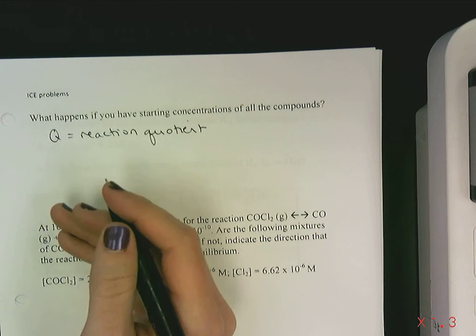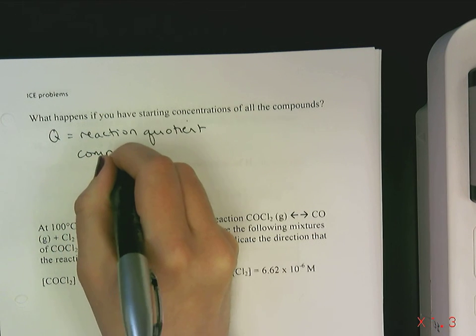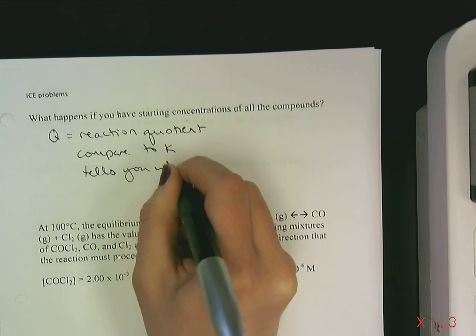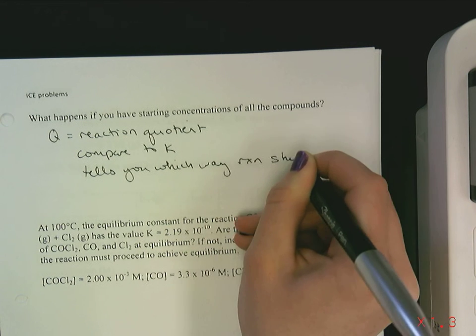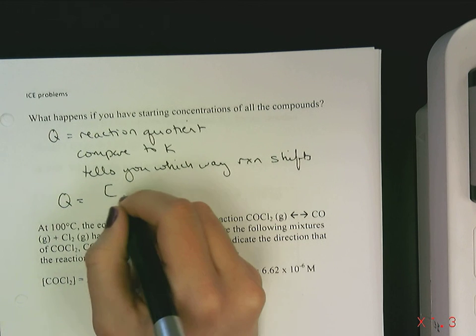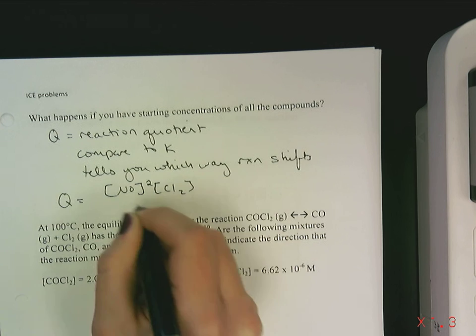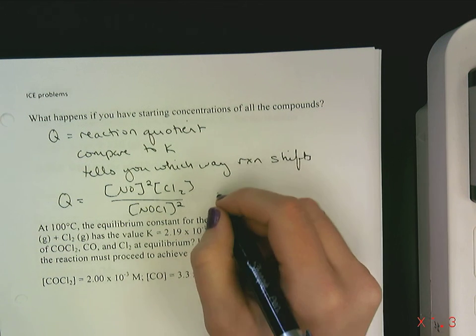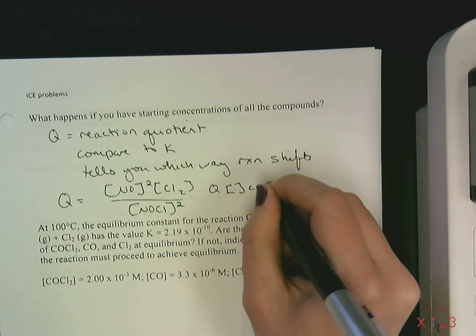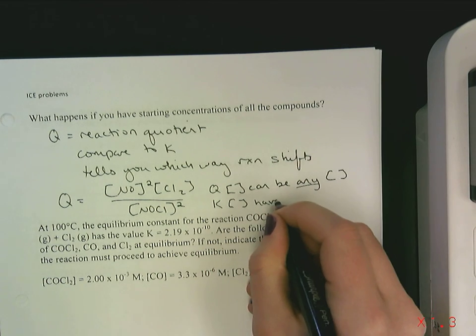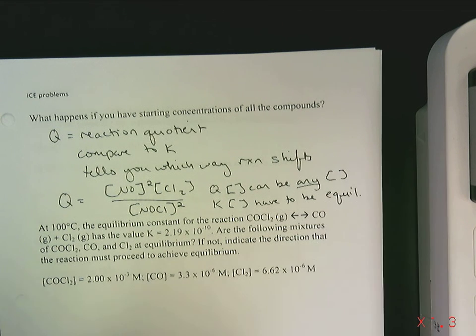And it's going to tell you, when you compare this to K, which way the reaction shifts. So for our equation, our Q is going to have the same expression as our equilibrium expression. The only difference is that for Q, the concentrations can be any concentrations, whereas for K, those concentrations have to be equilibrium concentrations. So when we compare Q to K, it'll tell us which way it has to shift.